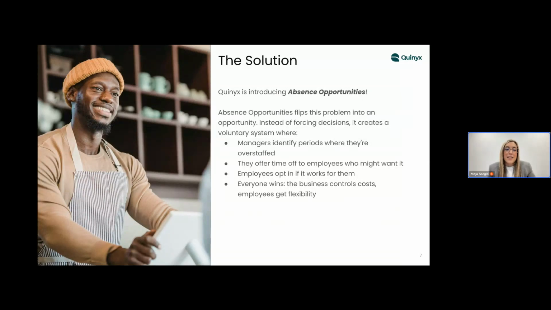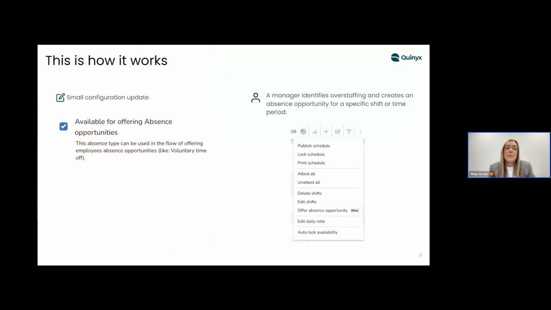My next slide is going to be to show you quickly, or high level, with a few screenshots, how this actually works today in Quinyx. So on the left side, you can see we have a small configuration update. This is a toggle or checkbox, which is enabling you to say for every specific absence type if it will be available to work on this flow or not.